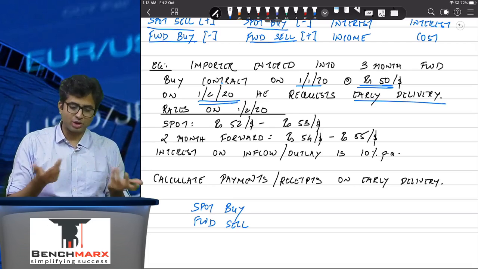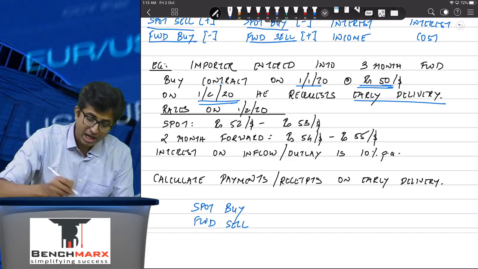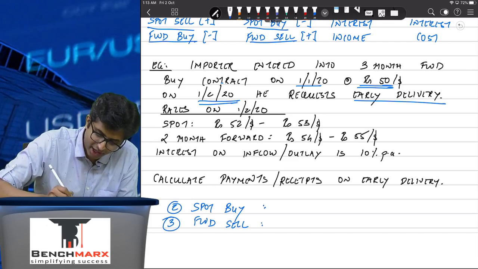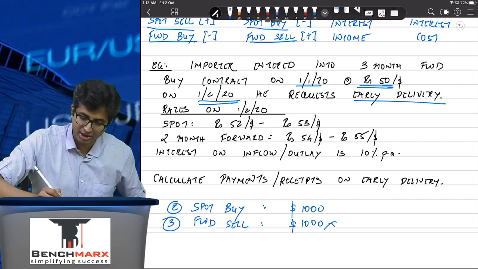So how will you cancel the forward buy? Forward sell for the remaining unexpired period, and hence this is a swap. This is your 0.2, this is your 0.3. So the spot buy is going to be $1,000 if I'm not wrong into the spot rate, and forward sell is going to be $1,000 into the forward rate.